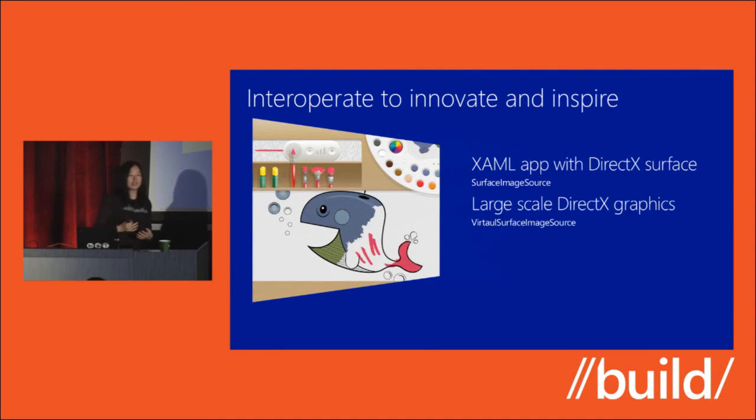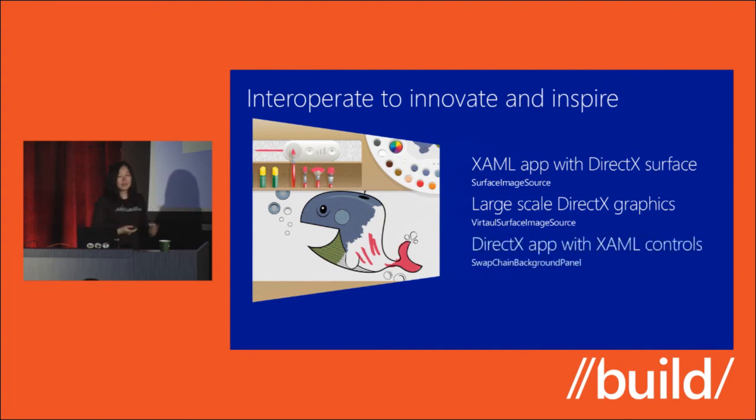The second thing, which is an extension to the same control, in this case, is called virtual surface image source. This is for the scenarios where you have large-scale DX graphics. For example, you have a map that you want people to zoom, to pan. So the area you're rendering is actually bigger than the screen. In that case, you will need to use this virtual surface image source because it's handling large-scale graphics.